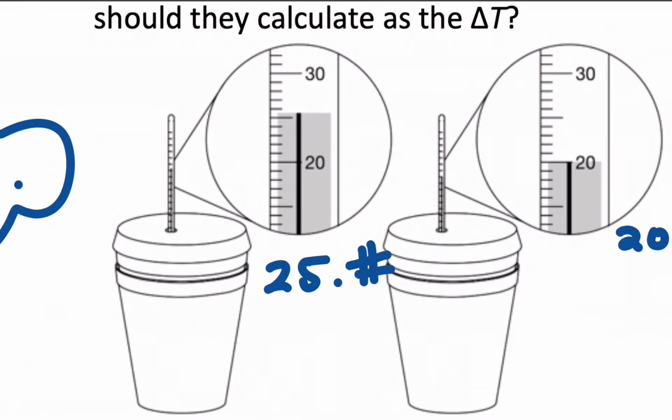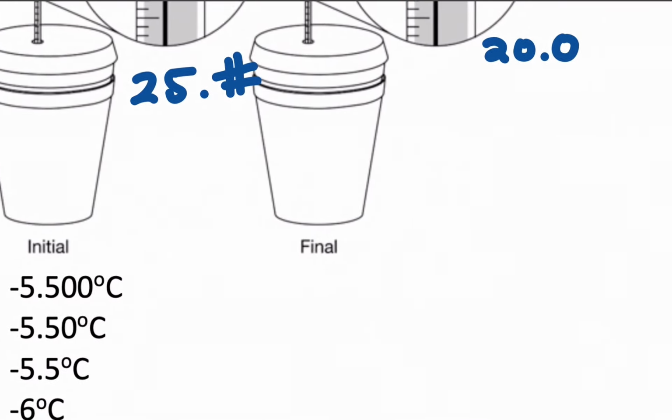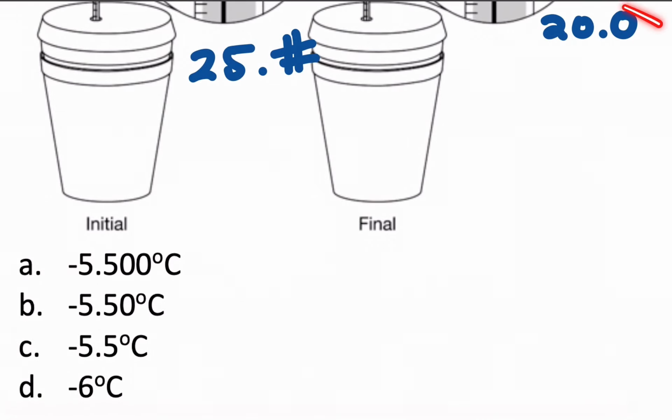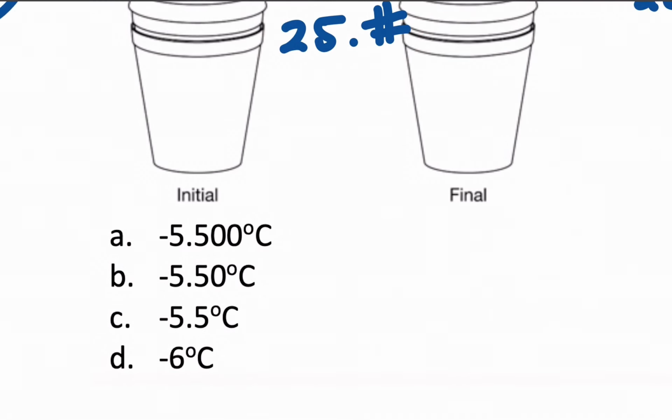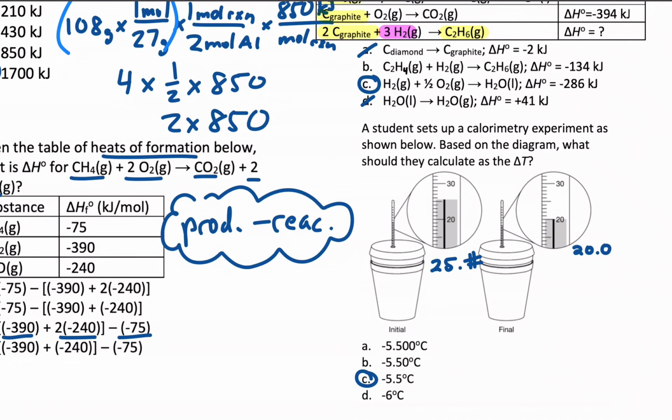I don't even care what it is, because I can tell from the choices, it's just how many sig figs I want. So when I subtract 20.0 minus 25 point something, I'm going to get something to the 10ths place. No less, no more. Choice C looks like the right answer. That's the one I'll circle. This is really just a testing of how precise the thermometers are.